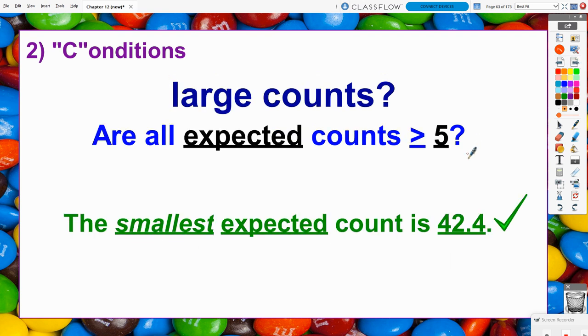You may proceed on to the large counts condition. Are all the expected counts at least 5? Well, we already figured out the smallest expected count was 42.4. So we may proceed on from there.